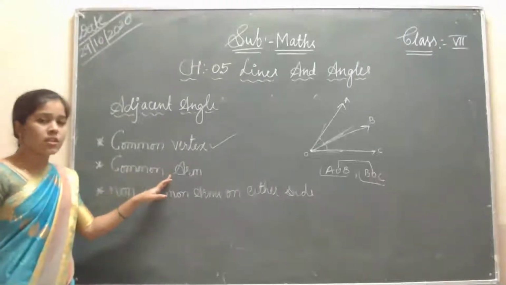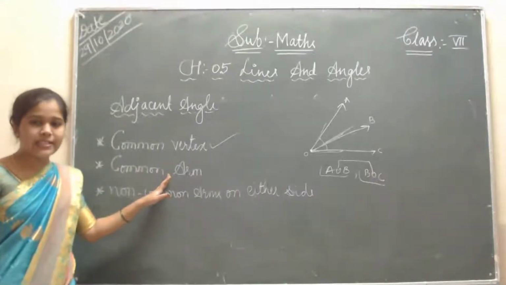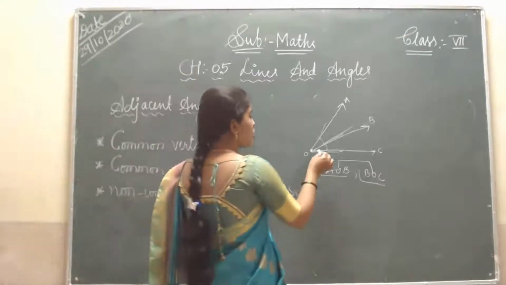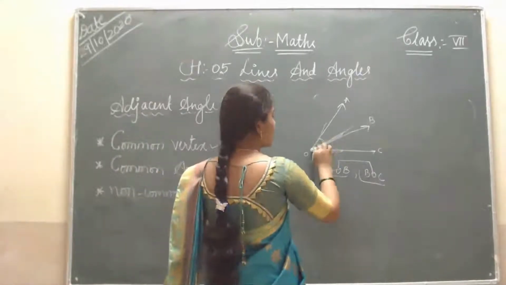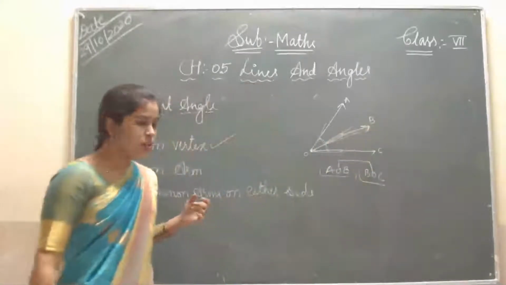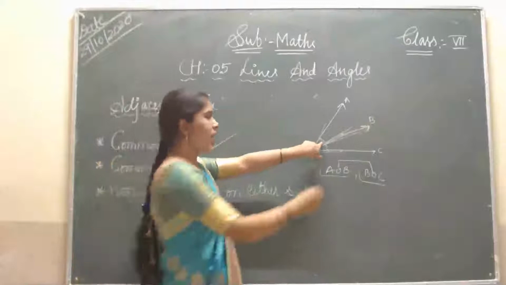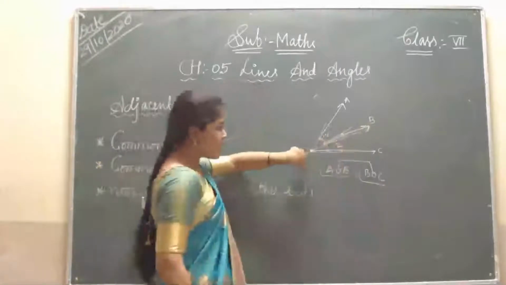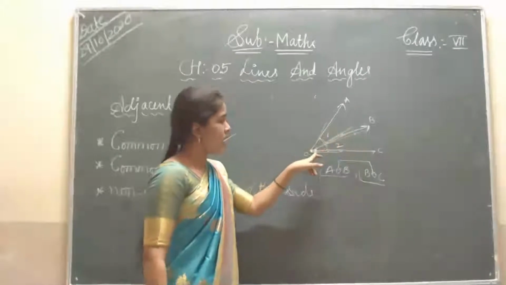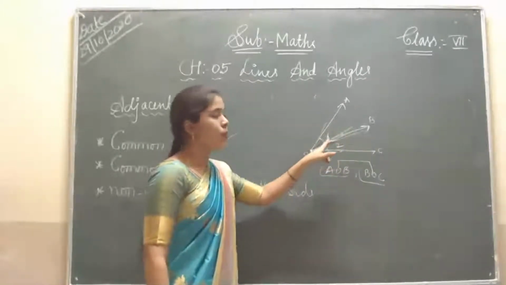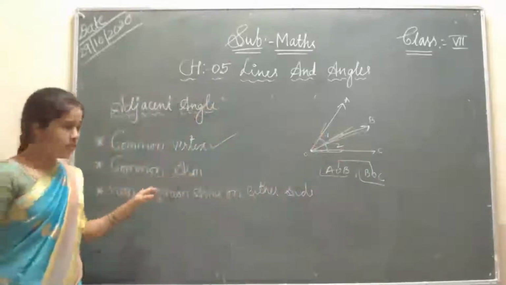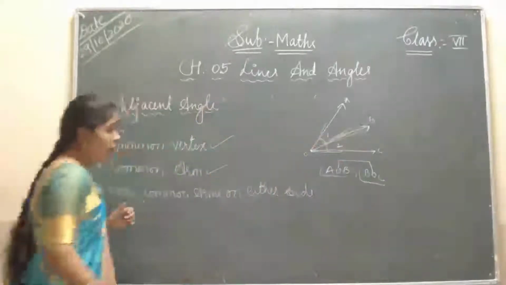Common arms. Arms is nothing but ray, side. Okay, common arms. Arms is nothing but ray. So for this angle, the common ray is OB. Understood? See this angle 1 and angle 2. In angle 1, OB is common and in angle 2, OB is common. So here, what is common arm? Yes, this is also satisfied, common arm.